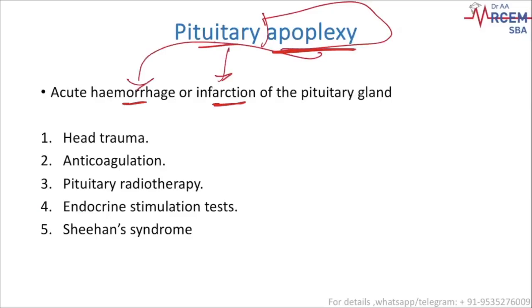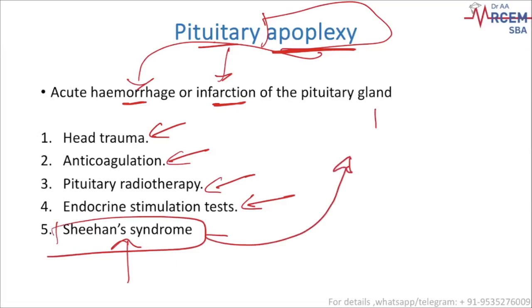How can this hemorrhage or infarct happen? Because of a trauma, because you're taking anticoagulants, some radiotherapy to the pituitary gland, or you're given some adrenaline stimulation drugs like high doses of dextrose. Sheehan's syndrome is an interesting one, which is usually seen in the postpartum period. A little bit about Sheehan's syndrome, commonly seen in postpartum women.